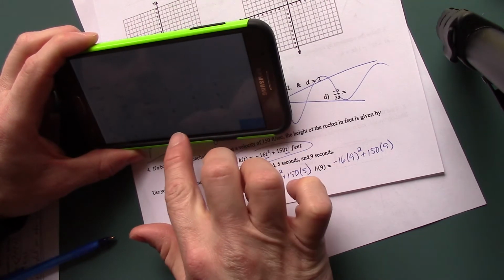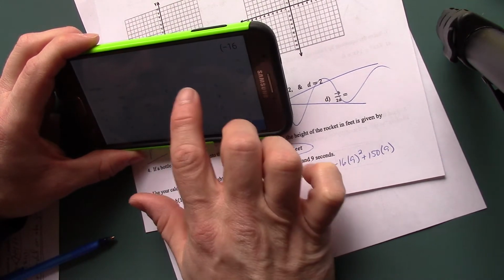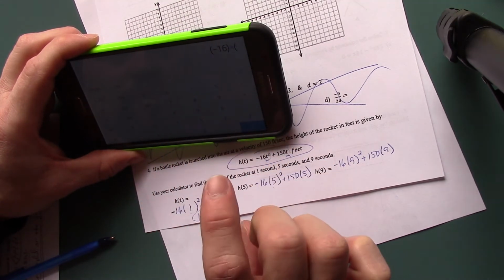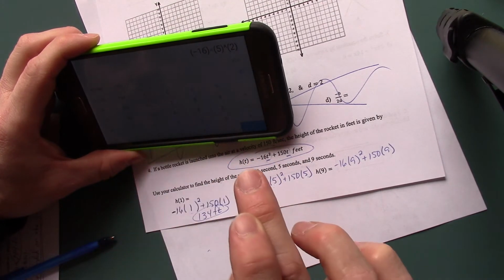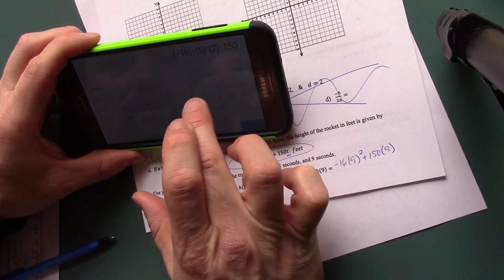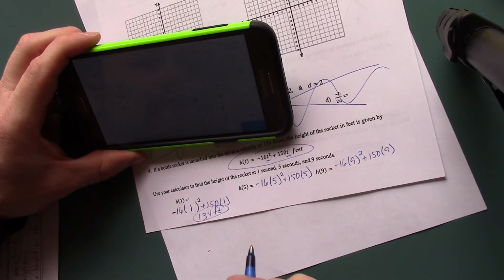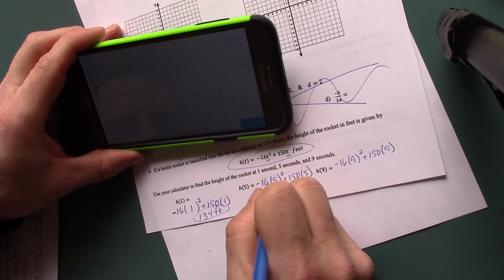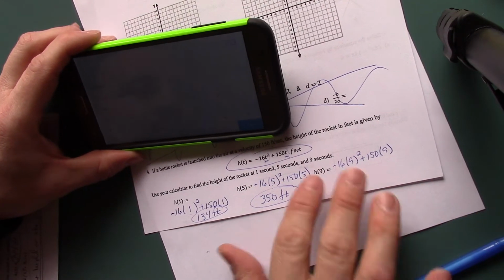All right, so negative 16 parentheses times 5 squared, and then plus 150 times 5. And I get 350. All right, cool. So 350 feet. Now, could I just do this in a couple of steps? Look at this last one.